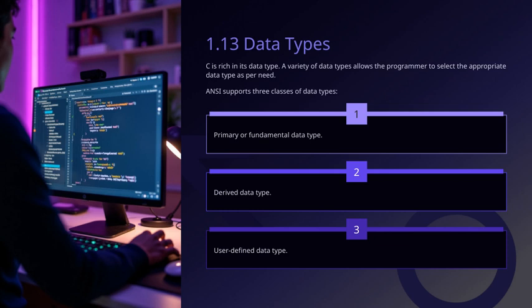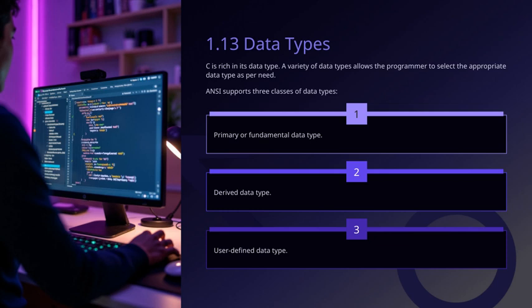First, we have the primary or fundamental data types. These are the basic building blocks like int, float, char, and so on, which form the core of data handling. Next, there's the derived data type. These are types that are built from the fundamental types, such as arrays, pointers, and structures. They help organize and manage data more effectively in complex programs.